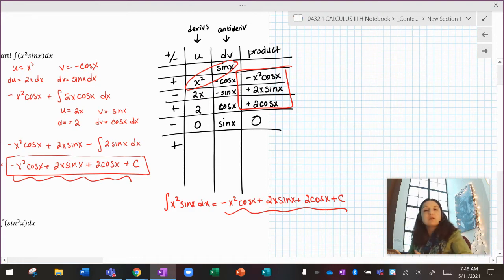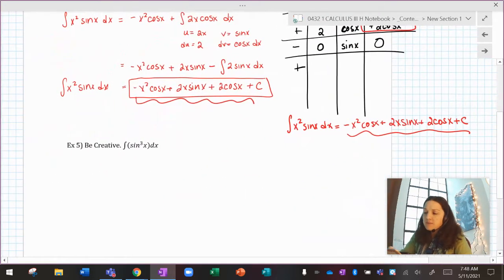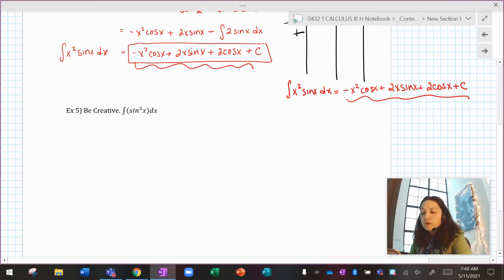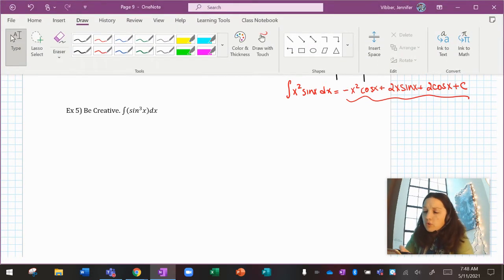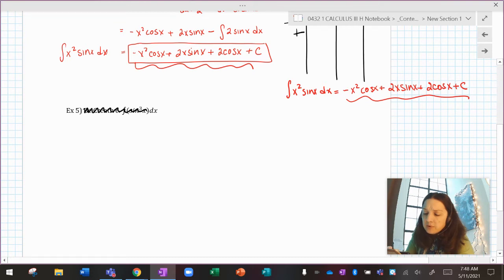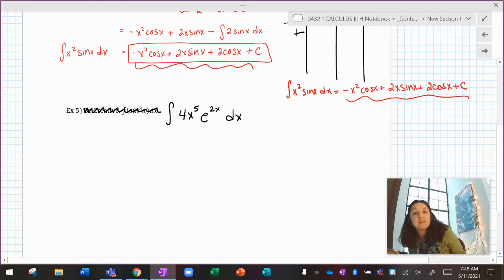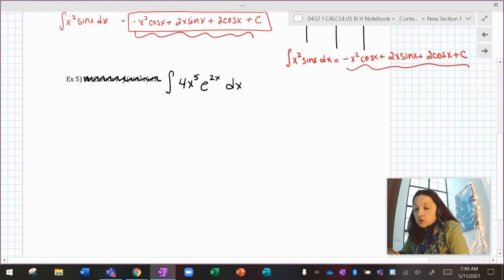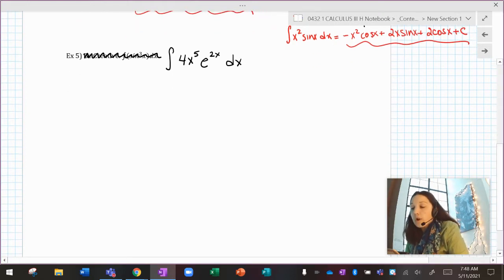And you know what I want to do? I want to do another chart. As I'm saying this, I know that you have something in front of you that says be creative with sine cubed, but I actually want you to cross that off and give us a little bit of time here with another chart. So let's do, for example, the integral of 4x to the fifth e to the 2x dx. Let's say I wanted to take that antiderivative. All right, 4x to the fifth e to the 2x. You know what? Even if I try to use sum, it's not going to help me. So we are going to do integration by parts, but we're going to use a chart.